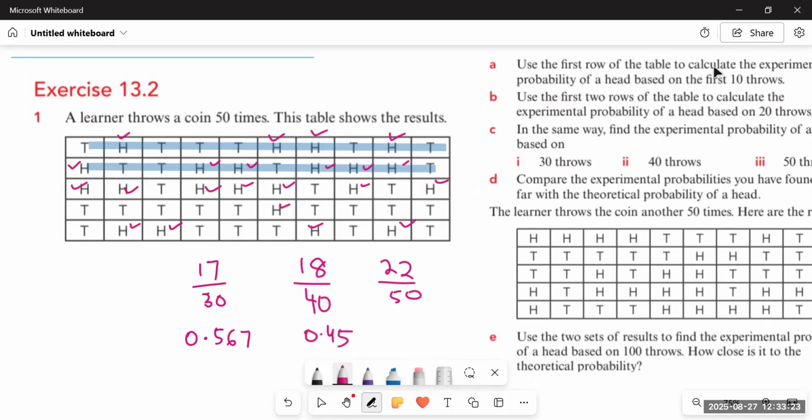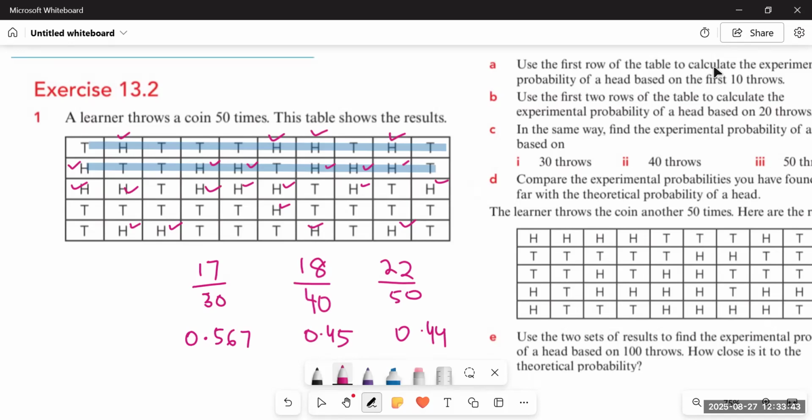That is 45%. And the third one is 0.44. That is about 44%. That's all. You see, students, how easy it is. We just counted the number of heads and the total number of throws. And then we made the fraction, and then we converted it into decimal or into percentage as follows.